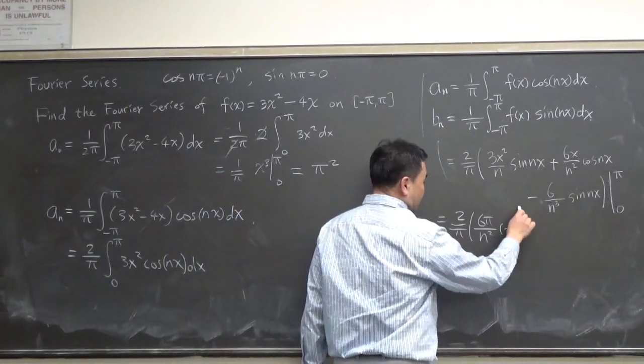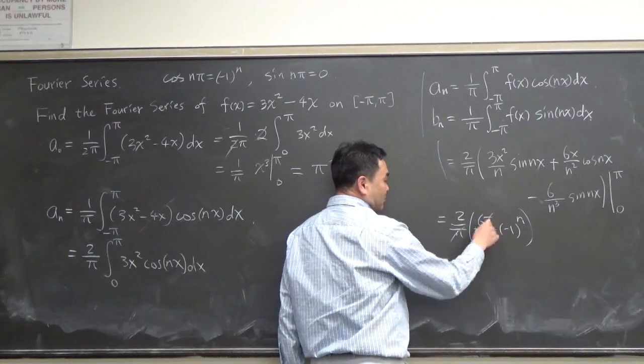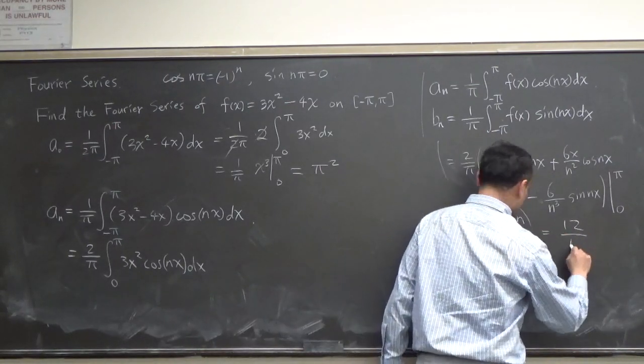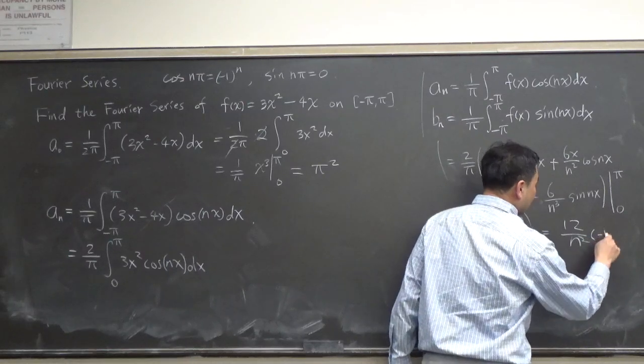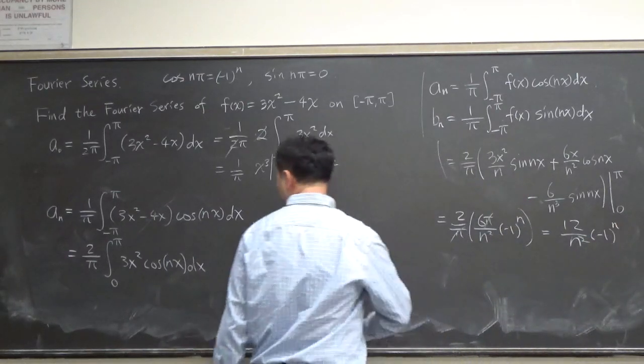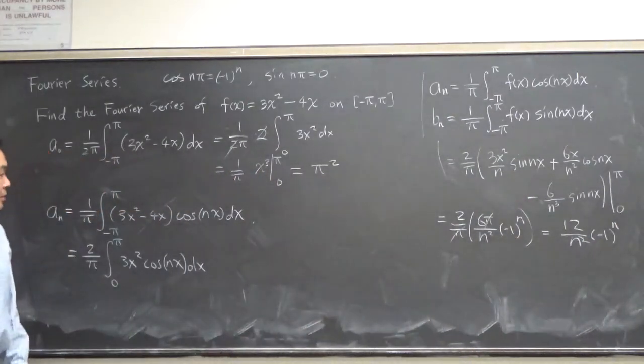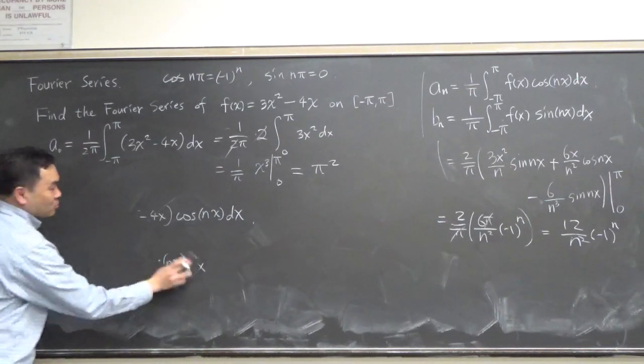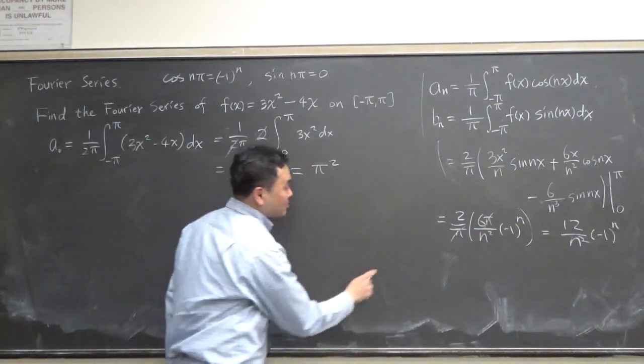Okay, so that's what we have, and then canceling this pi, and then 2 times 6, you have 12 over n squared times negative 1 to the nth power. Okay. Alright, so for the lack of space, I'll have to erase this one. Just remember that was our an.